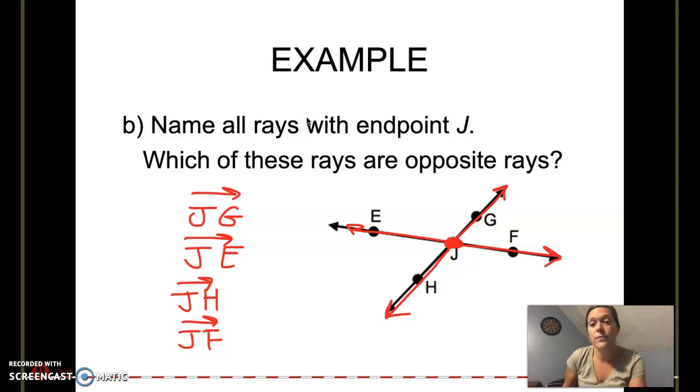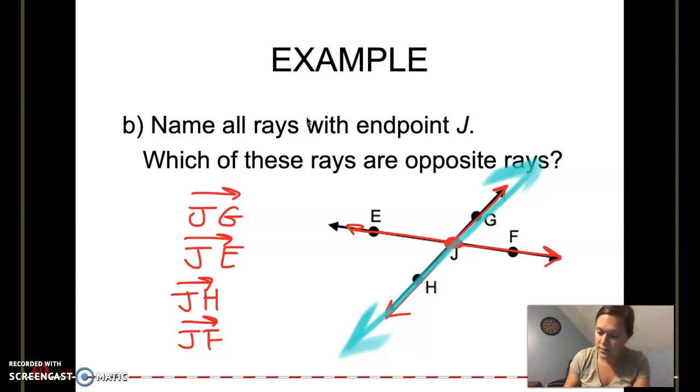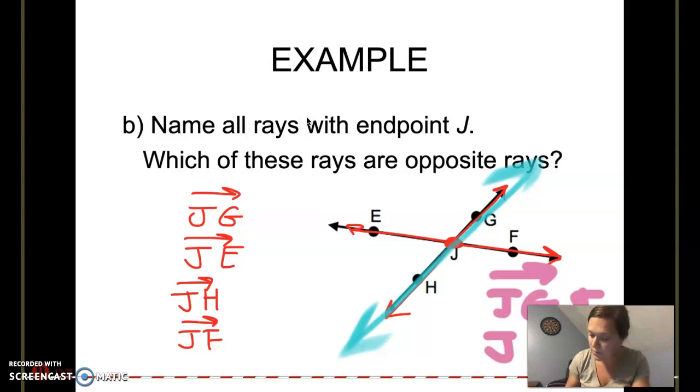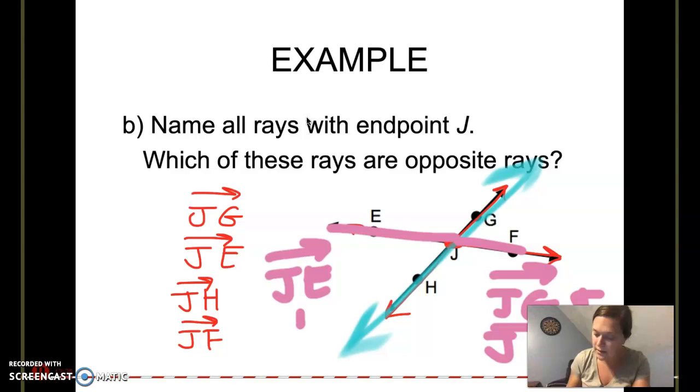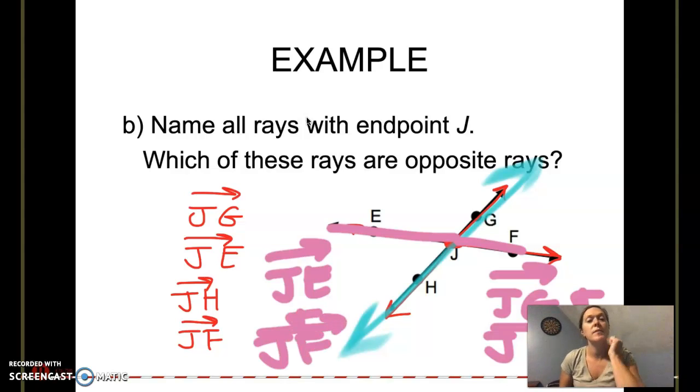Out of all of those, which ones are the opposite rays? Well, JG would be opposite of JH. So we'll do some different colors. So JG and JH would be opposite rays. And then JE with JF. Does everybody see that? So ray JE and ray JF would also be opposite rays.